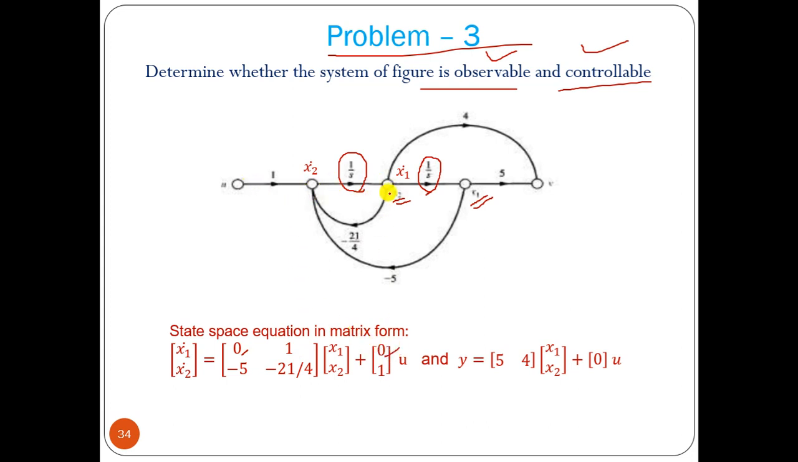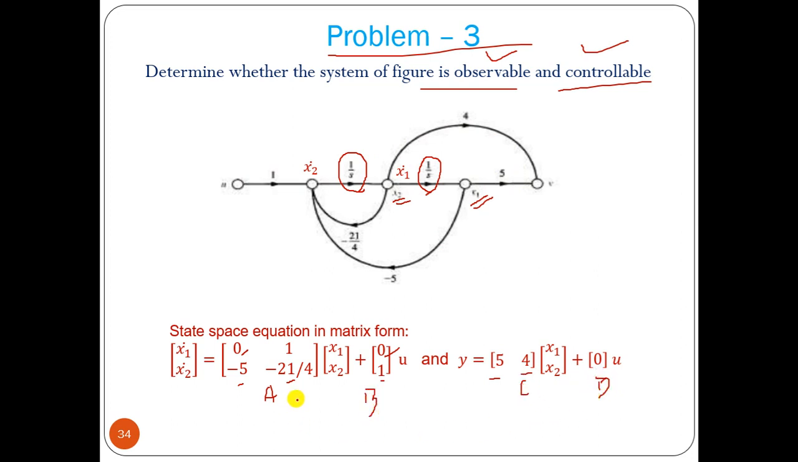x2 dot equals what? Minus 5 x1 minus 21 by 4 x2, and input is 1. Output y is 5 x1 plus 4 x2. Input is not connected to output directly, so D is 0. So we got the A, B, C and D matrices.